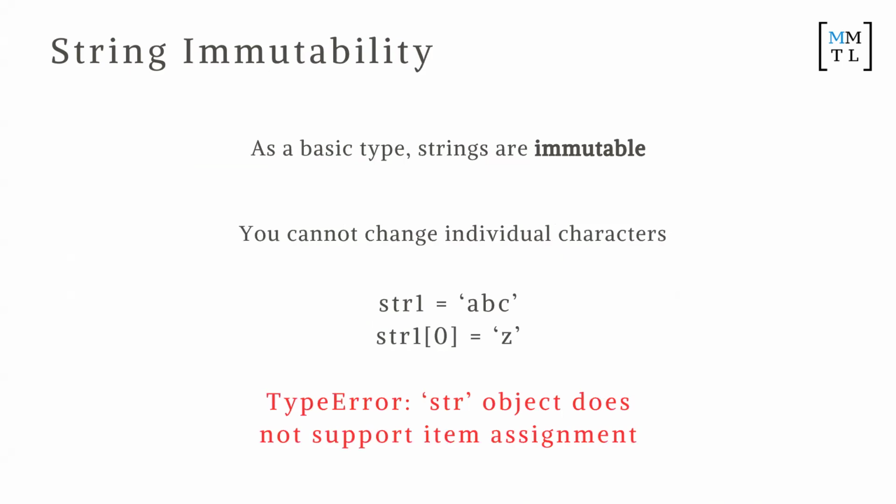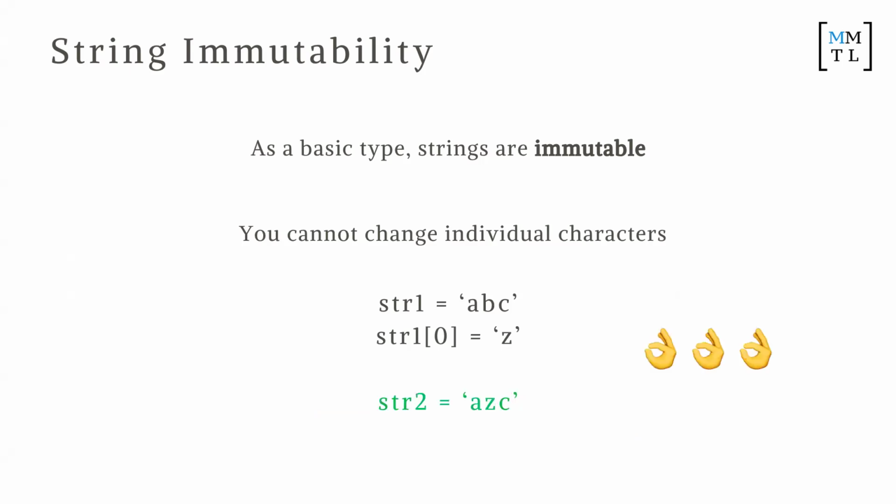Now, as a basic type, like I said before, strings are completely immutable. So you are not allowed to change strings in place. For example, if you have string1 equals ABC, and then you say string1[0] equals Z, that is the error you can throw. It's just going to say that the string object does not support item assignment. You cannot assign different items inside the string. If you want to work with strings and create a new string, then you just say string2 equals AZZ. So you create a completely new string, and Python's very happy.